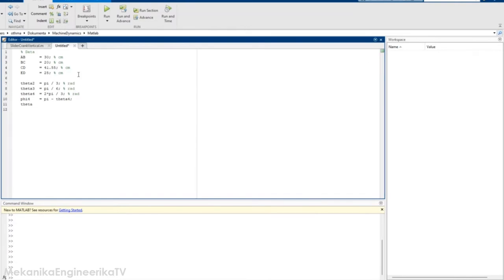Also theta p, the angle of the force. Here it's 40 degrees. So it is pi multiplied by 40 and divided by 180 degrees, yes. So this is the load.